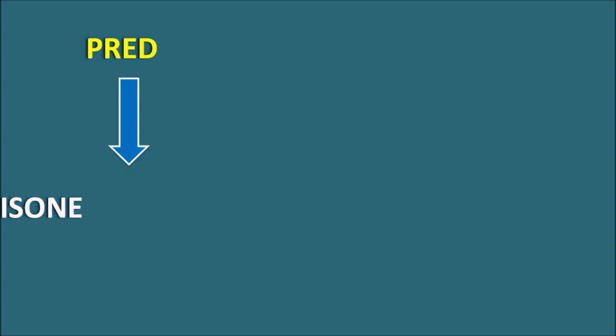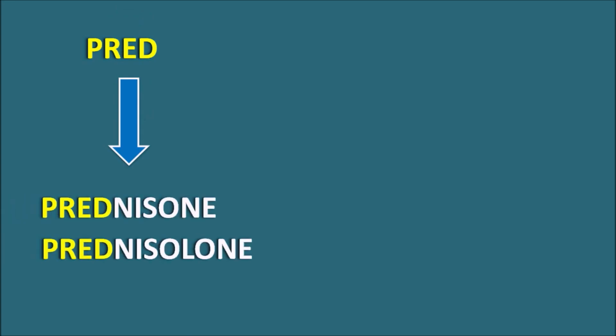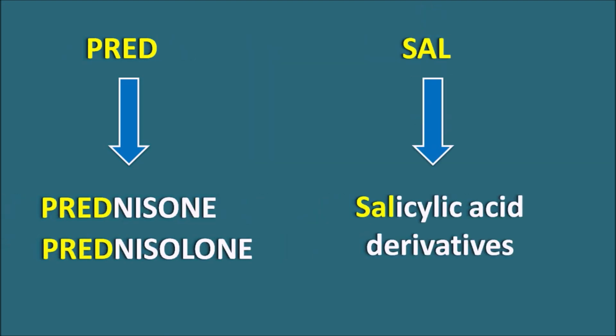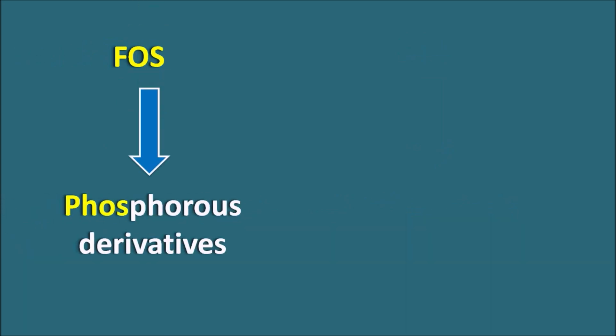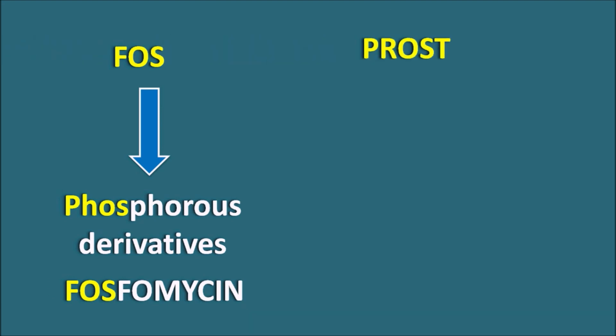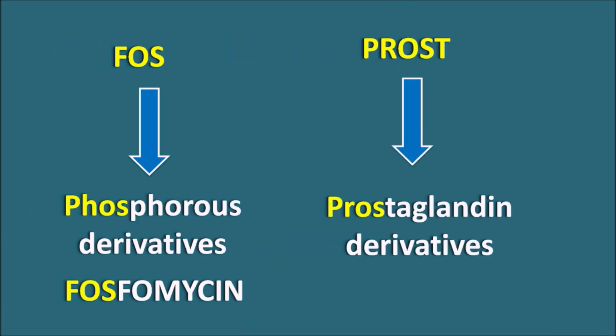Similarly, we can see if you have the prefixes like the pred. So here the pred indicates they are the glucocorticoids like prednisone and prednisolone. And another prefix is the sal. Sal indicates they are the salicylic acid derivatives. And phos indicates they are the phosphorus derivatives. One of the drugs here is the phosphomycin. Similarly, prost indicates the prostaglandin analogs. Nowadays, most of the prostaglandin analogs will have a suffix like prost.